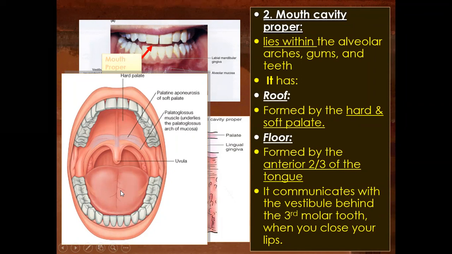It communicates with the vestibule behind the third molar tooth when you close your lips. So the only communication between the oral cavity proper and the small space, the vestibule, is behind the third molar tooth. These are the three molar teeth, first, second, and third, and behind that is the communication.